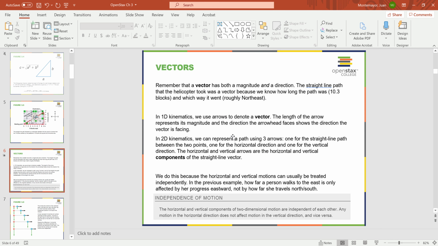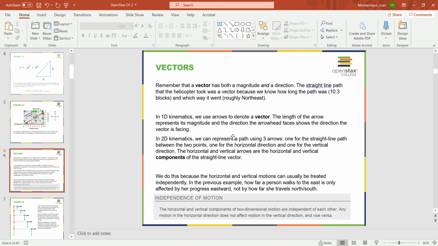So all this comes together because we're talking about vectors. Remember that a vector has both a magnitude and a direction. The straight line path that the helicopter took was a vector because we know how long the path was, 10.3 blocks, and which way it went, roughly northeast. In 1D kinematics, we use arrows to denote a vector. The length of the arrow represents its magnitude, and the direction the arrowhead faces shows the direction of the vector.